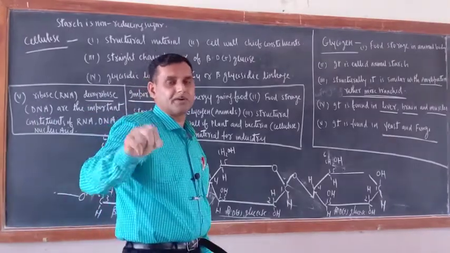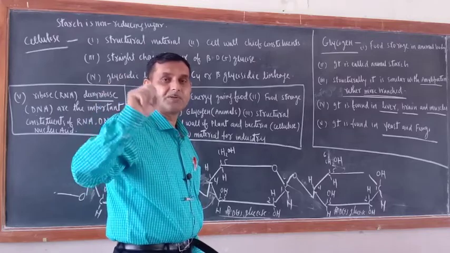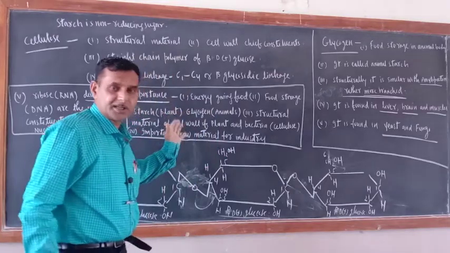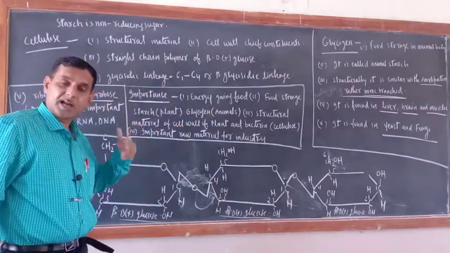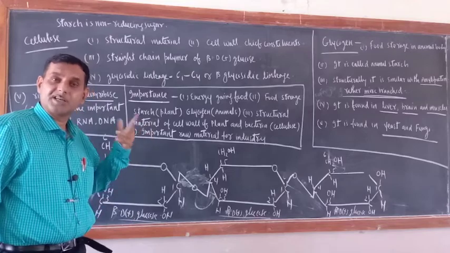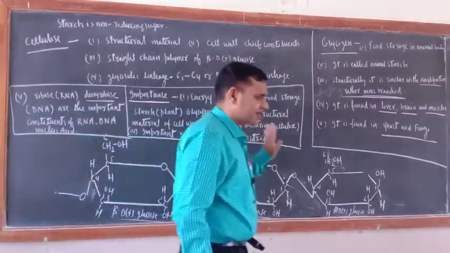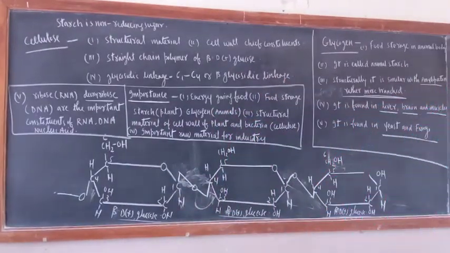Not only this, just try to understand. ATP you might have heard, adenosine triphosphate, adenosine diphosphate, ADP. Now what are they? There also ribose is there. So they are the chief constituent of the energy currency, that is ATP. In this way your carbohydrate chapter is completely finished. Now I will teach proteins.